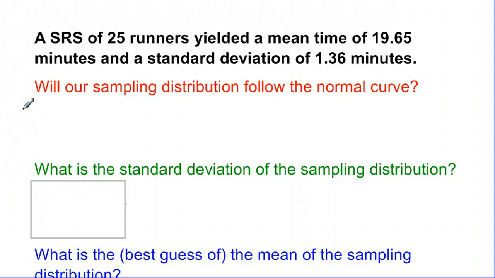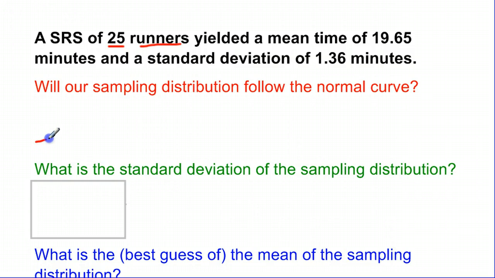Let's say you take an SRS of 25 runners and it yielded a mean time of 19.65 minutes with a standard deviation of 1.36 minutes. Will our sampling distribution follow the normal curve? Our hints here are going to be our sample size and then the situation itself. Runners usually follow a somewhat unimodal or symmetrical distribution. You have a few people that are very fast, a few people that are very slow, and a bigger pack in the middle. Is it going to be a perfect normal curve?